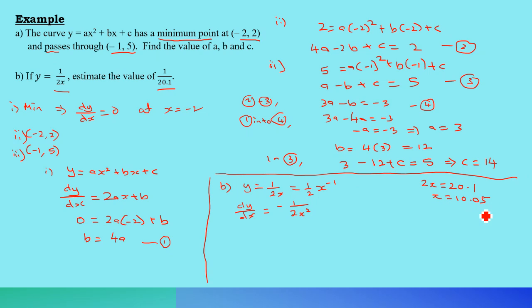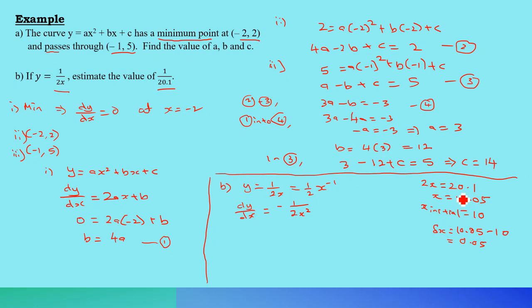10.05. So your new value for x is 10.05. So what is the initial value of x? We always try to round it out to the nearest integer, that is 10. So what is the change? It will be 10.05 minus 10, so you will get 0.05. So this is the change.